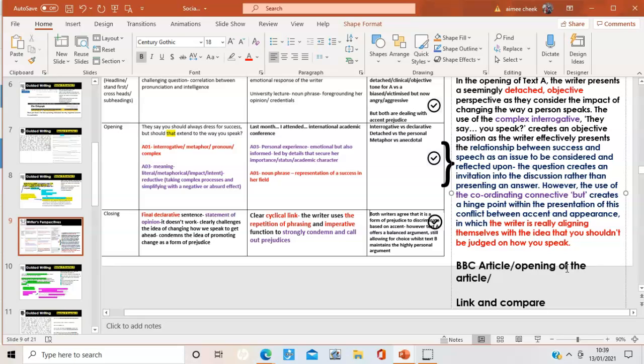In other words, is there anything here that reminds us of anything else any of our theories have suggested? So they say you should always dress for success, but should that extend to the way you speak?